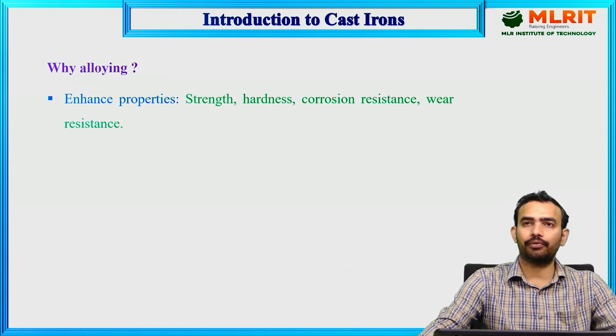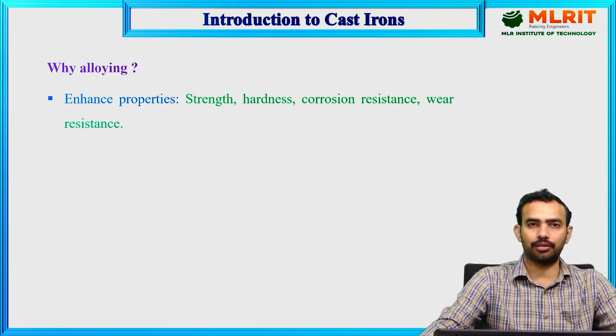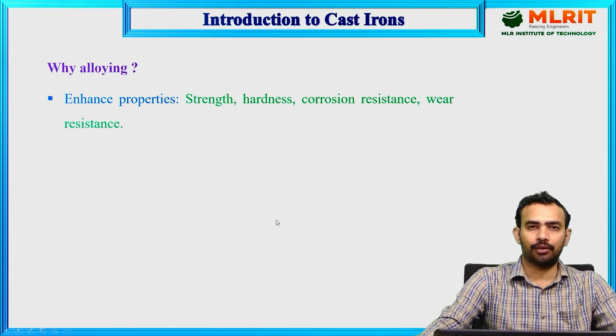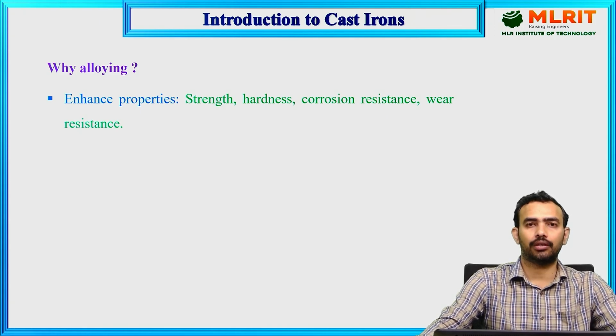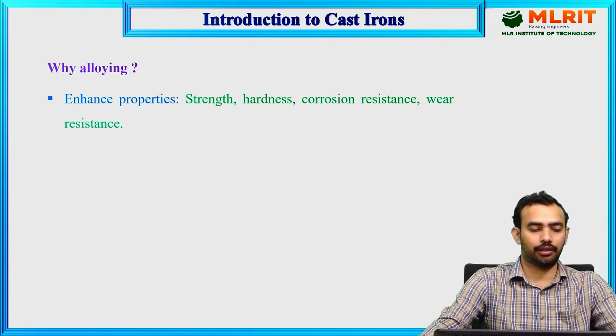So why are we alloying? If you recall, why are we alloying? Basically, alloying is a combination of two or more materials which is intended to enhance the properties. These properties include mechanical, thermal, certain physical properties, or any of these categories. In particular, we will look at the enhancement in strength, hardness, corrosion resistance, and wear resistance.